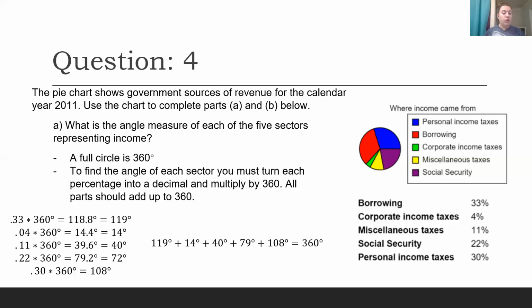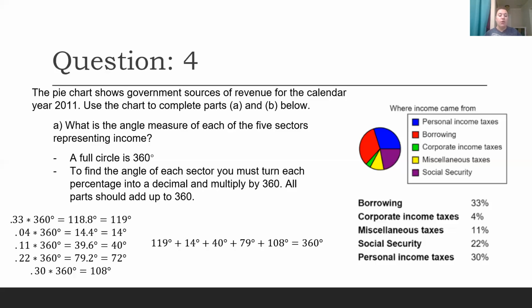And then now our Social Security, which is 22%, we make it into 0.22, multiply that by 360, and you get 79.2. You round it, you get 72 degrees for your angle. And then lastly, personal income taxes, which is 30%, we turn that into 0.30, multiply it by 360 degrees, and we get 108 degrees.